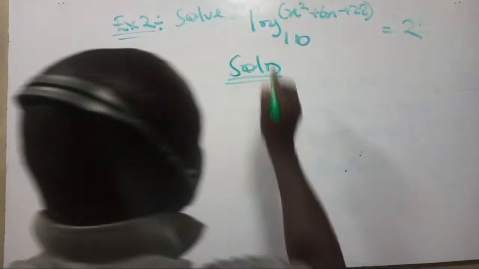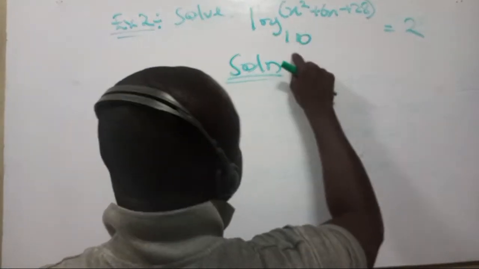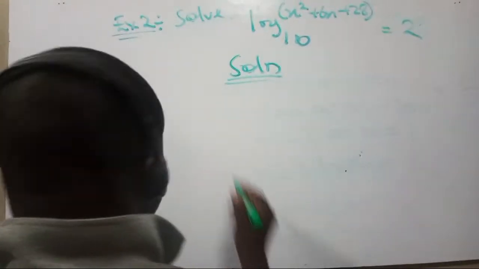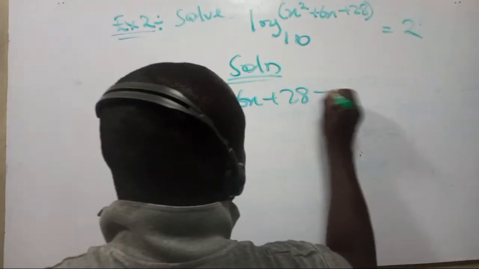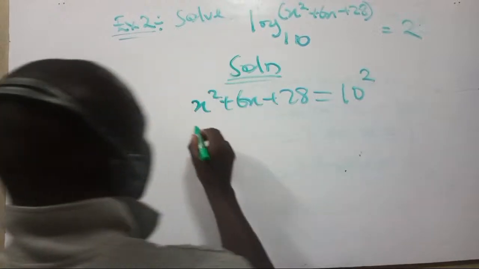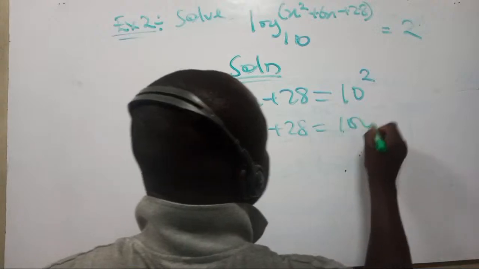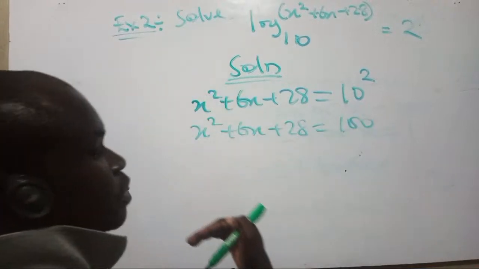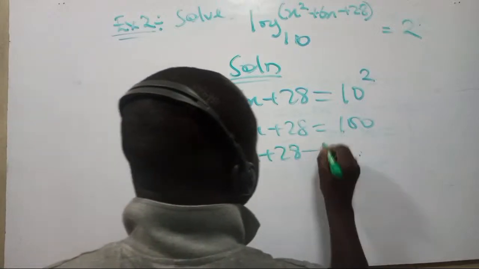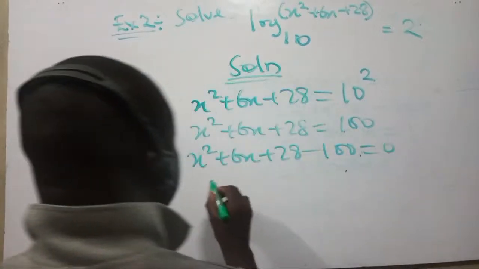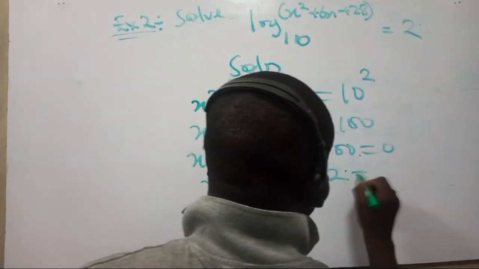So how do I solve this? The expression here will now be 10 raised to power 2. That is, x squared plus 6x plus 28 will be equal to 10 raised to power 2, which is 100. So I can bring 100 to the left-hand side. I will have x squared plus 6x plus 28 minus 100 equal to 0. Then this will be x squared plus 6x minus 72 equal to 0.